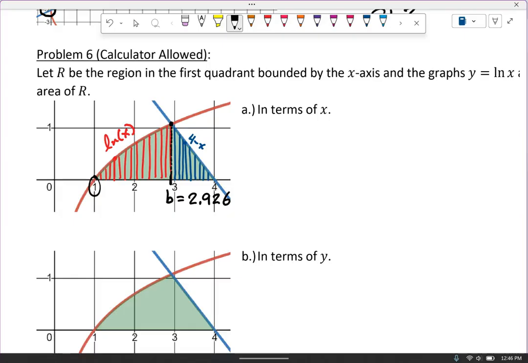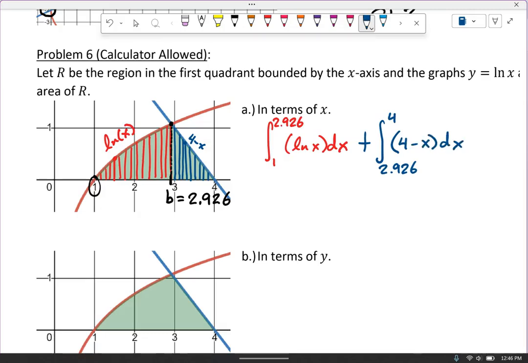All right, so what are our integrals going to look like? We have 2 of them. What's our first integral? Integral from where to where? 2.926, or 1 to b, of what's inside my integral? ln of x dx. And then what are we going to do? Plus. These are 2 adjacent areas, so we're adding them together. What is going to be the bounds of my second integral? To where? And what's inside my integral? 4 minus x, and I close it with dx.